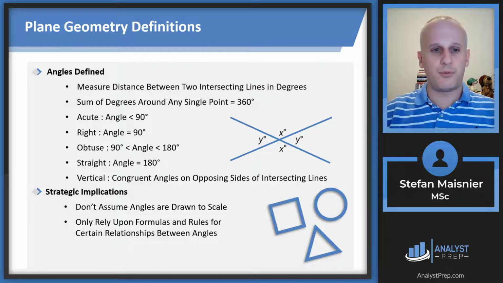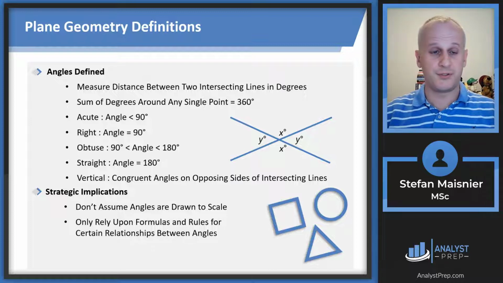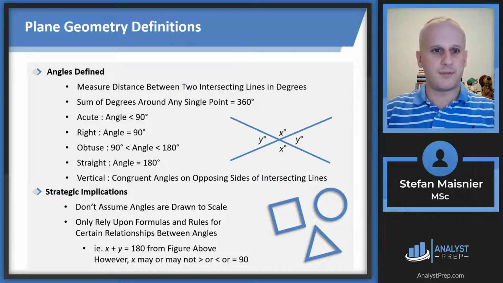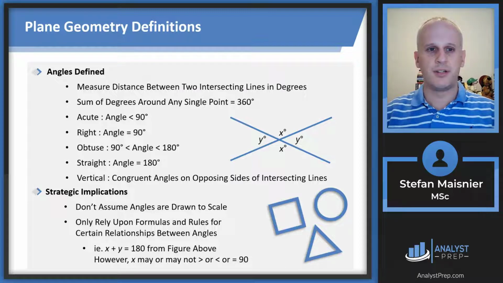And you can only rely upon formulas and rules to define relationships between angles or lines for that reason. For instance, using this figure that we just drew out, we know that x plus y, if this figure were on the GMAT, is absolutely going to add to 180 because the sum of the degrees on any side of a straight line is 180.